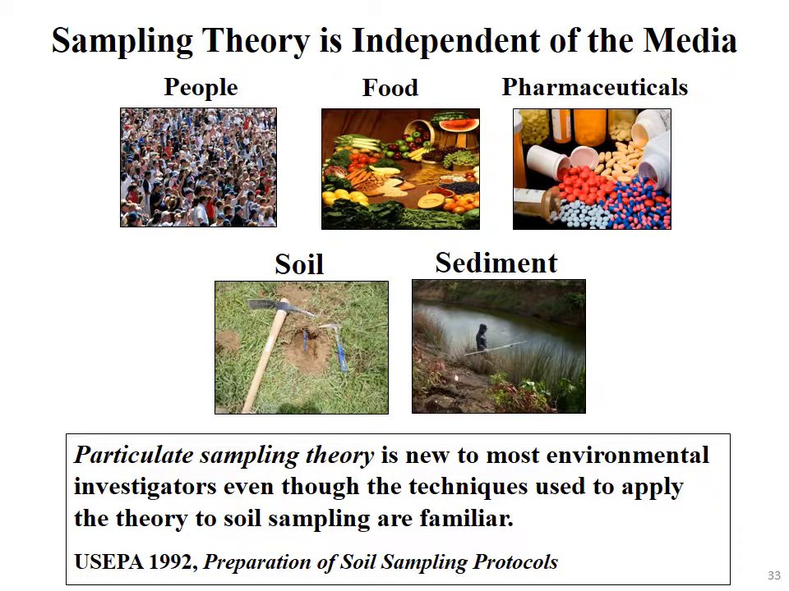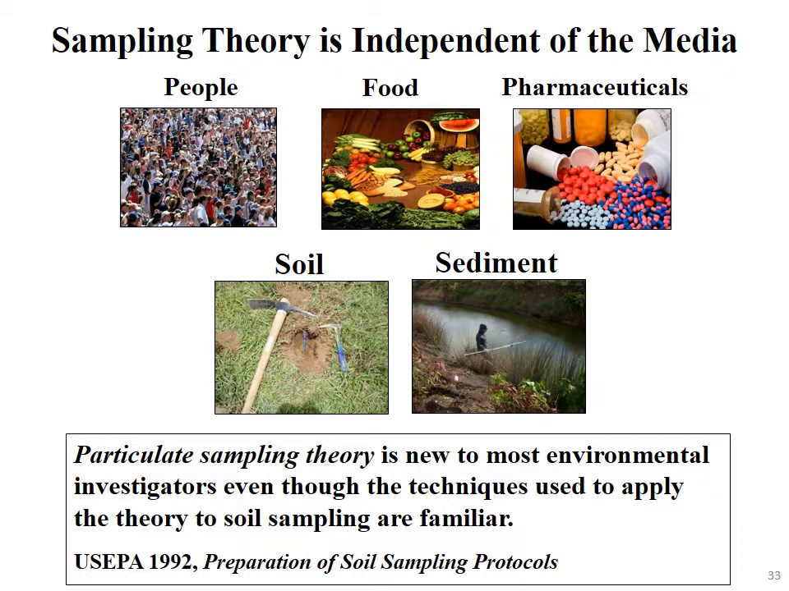Same thing for mining. They've been using it for decades. People, food, pharmaceuticals. Really, as someone put it, the environmental industry is the only sampling-intensive industry around that had essentially no concept of sampling theory until very recently. But it was out there. Here's a quote from 1992, from the US EPA document called Preparation of Soil Sampling Protocols: "Particulate sampling theory is new to most environmental investigators, even though the techniques used to apply the theory to soil sampling, like farmers, are familiar."